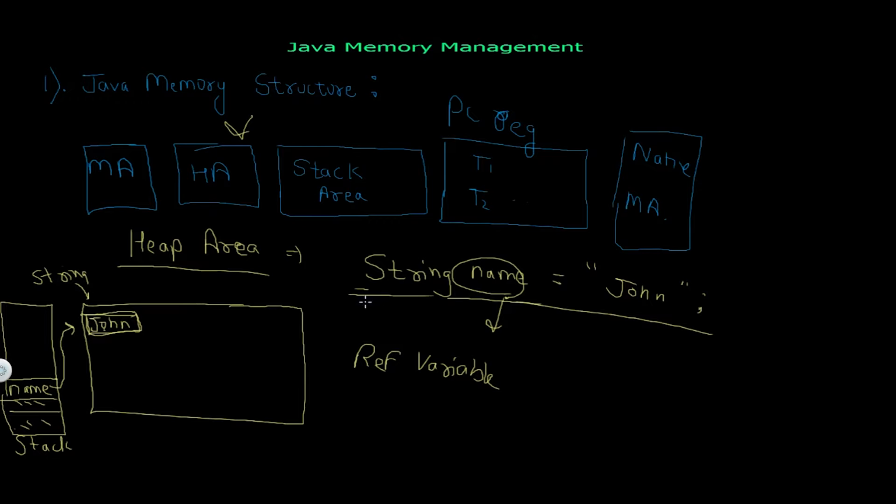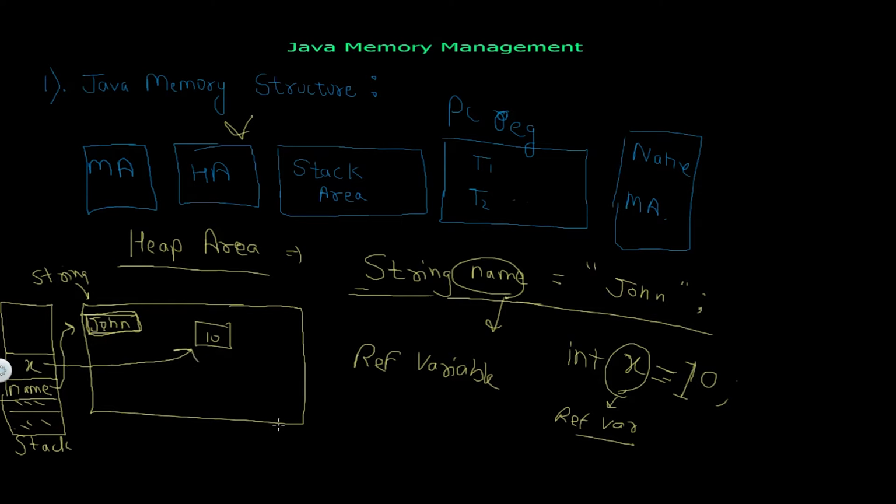So whenever you write a sentence like this, string name equals to John, or maybe you write int x is equal to 10, this thing is not an object. This is just a reference variable. And repeating again, this is not an object. This is a reference variable. This will point to an object. If you write x is equal to 10, this 10 will be stored. And another object will be created, and on top of this is x, and this will point to here.